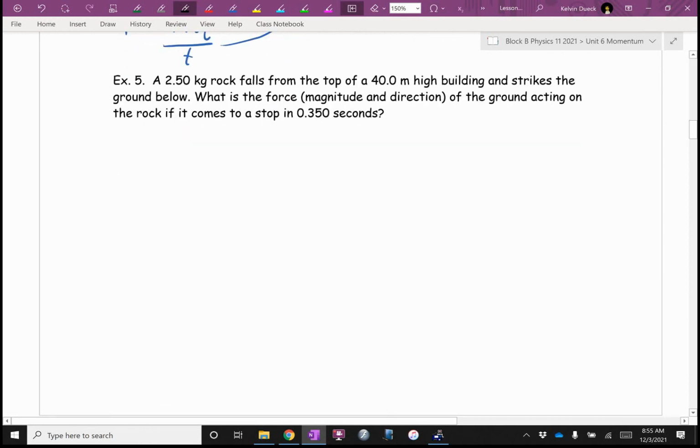Example 5. A rock falls from the top of a 40-meter high building and strikes the ground below. What is the force, magnitude, and direction this time, of the ground acting on the rock if it comes to a stop in 0.350 seconds?